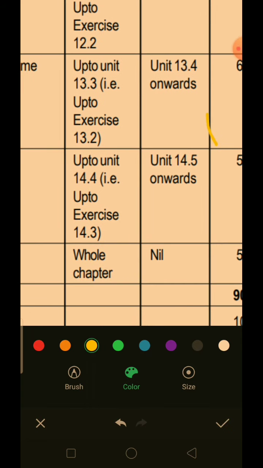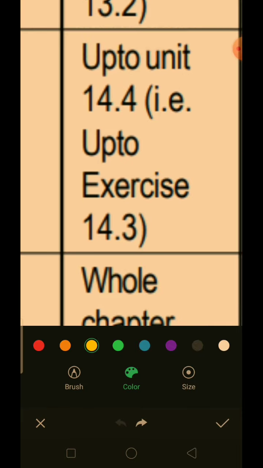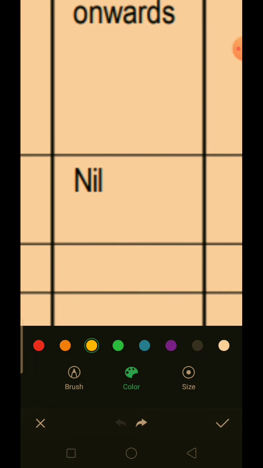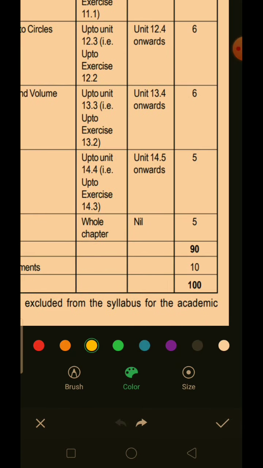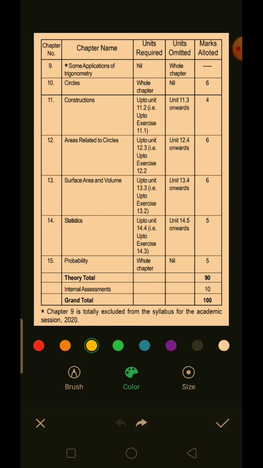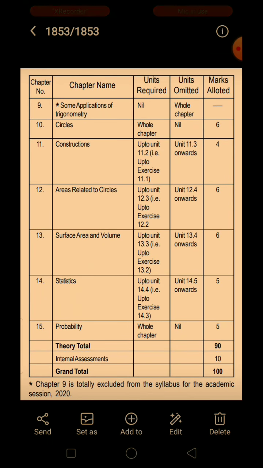Then after that you come to the last part, which is probability. It is the whole chapter, an easy chapter. Nil units have been left out of subunits, and it carries 5 marks. So once again, you see your theory is 90, your practical is 10, and you get 100 marks for this whole mathematics subject. Chapter 9 is totally excluded. It's totally excluded from the syllabus for the academic session 2020 only. Care should be taken on that.